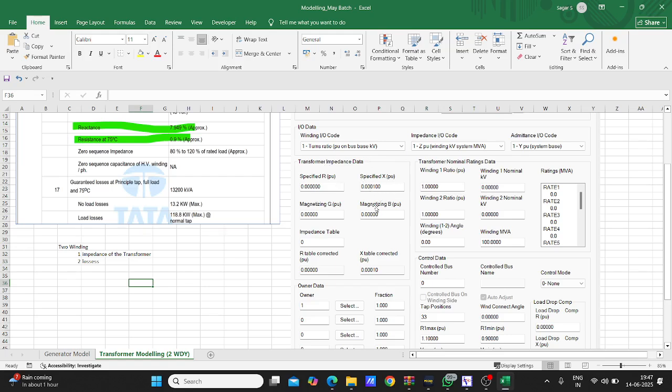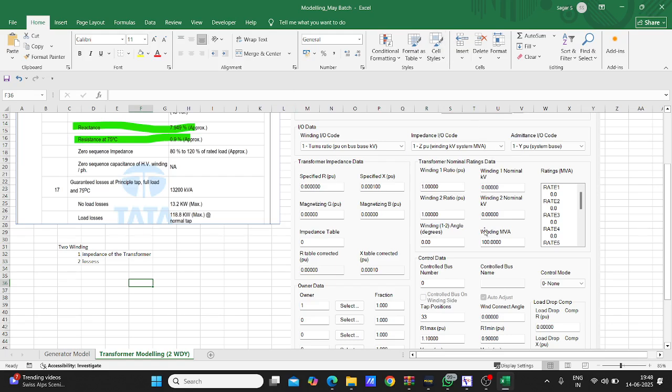That means I'm going to model this transformer with the help of R and X parameters. R means resistance, X means reactance, and L is an inductance. So R and X, that's it. If you calculate R and X, your transformer modeling is almost done. It's not completely done, but almost done.